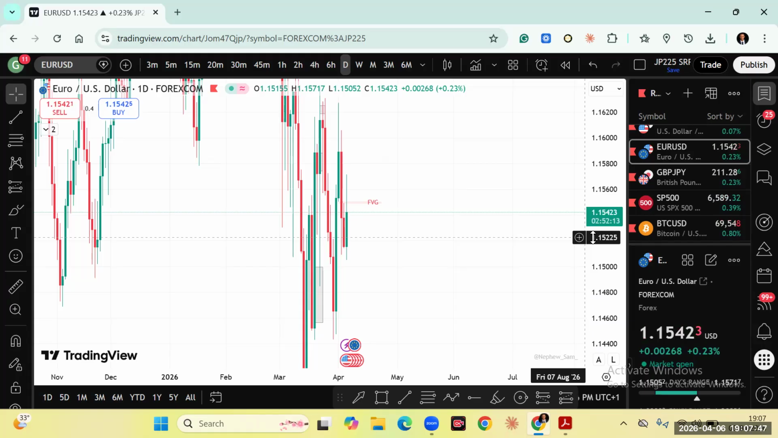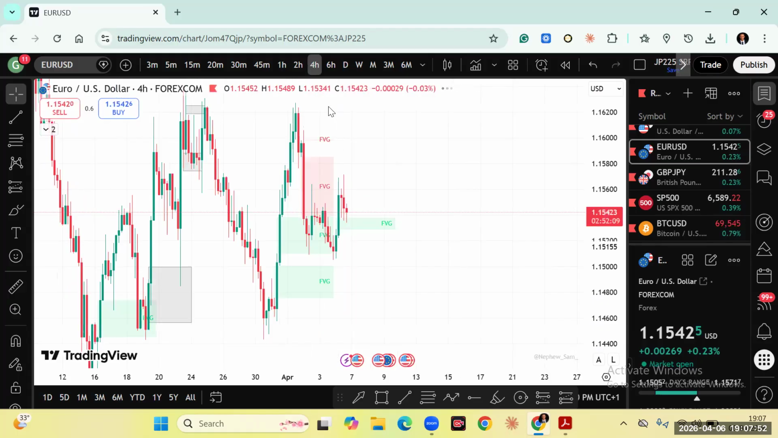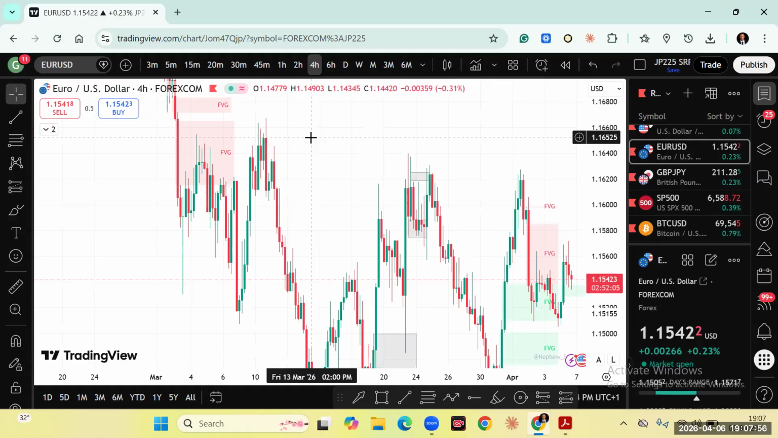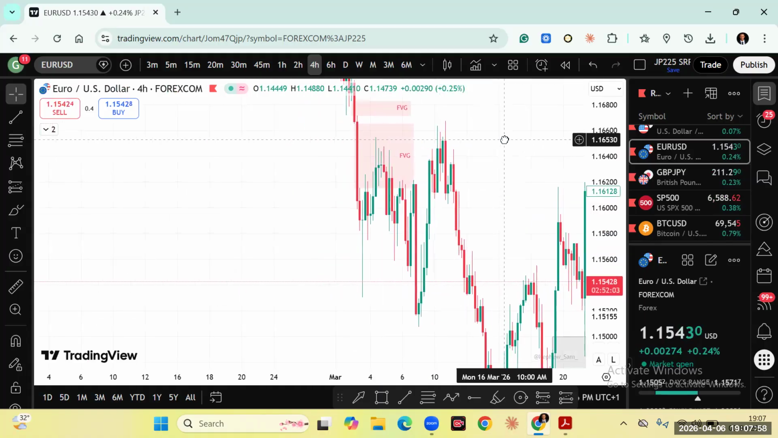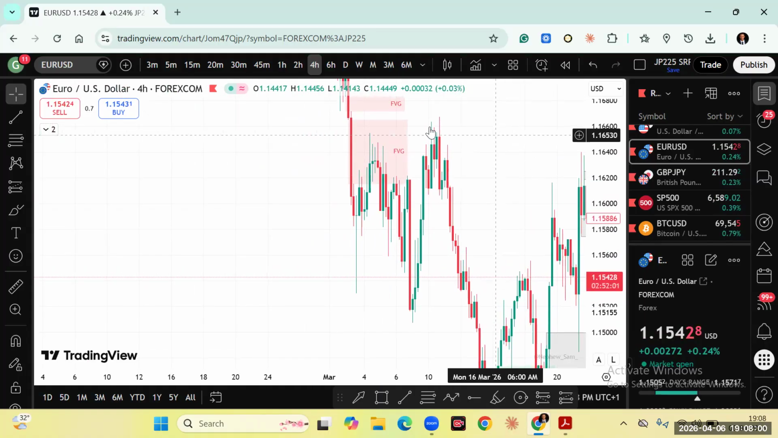So what is a correct range? Where you mark your range is on the 4-hour. You mark your range on the 4-hour and you wait for price to come to your range. So look at this, this is a correct range. It starts with a liquidity grab. Like I said, the market that we sell, we first of all buy. It started with a bearish liquidity grab.